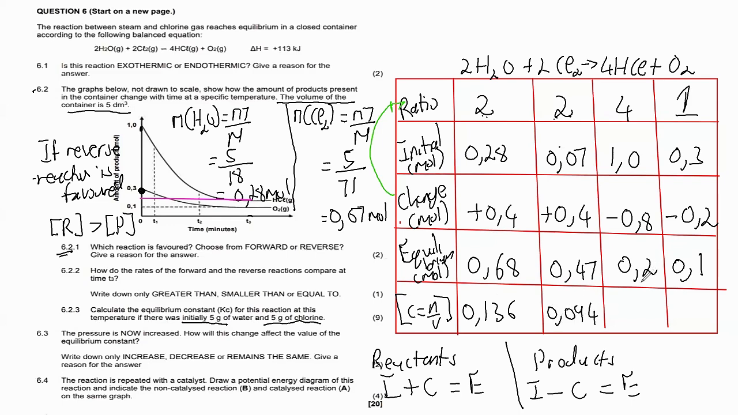And then here, 0.2 divided by 5 is 0.04. Then here, 0.1 divided by 5 is 0.02, right? So now at this point, we have all our concentrations. That means we can now calculate our Kc.